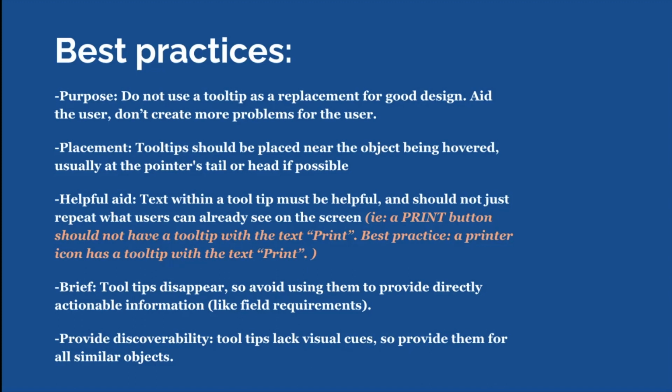Text within a tooltip must be helpful and should not just repeat what the users can already see on the screen. So for example, a print button should not have a tooltip with the text print because it already says print. However, a better example would be a printer icon that has a tooltip with the text print. Keep it brief. Tooltips disappear, so avoid using them to provide directionally actionable information like field requirements. And then provide discoverability. Tooltips lack visual cues, so provide them for all similar objects.